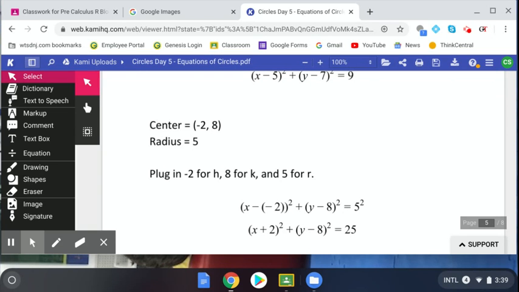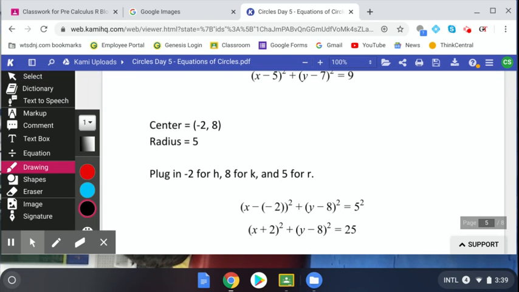If the center is at negative 2 and positive 8, you substitute negative 2 for h and 8 for k. Or you can just flip the sign. If here you have a negative, in the equation it's going to be positive. If this one is positive, here it's going to be negative. And then you square the radius.